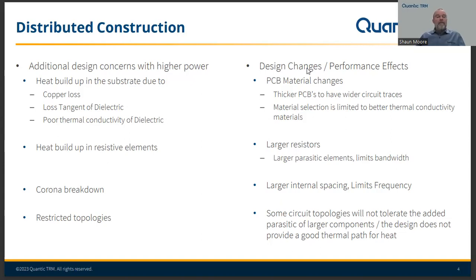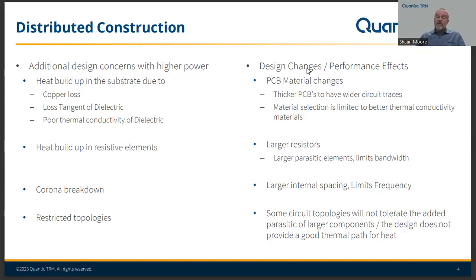So if you think about the first couple of bullets there, we're talking about heat buildup in the substrate. Once we exceed 50 watts, we have to be very careful about thermal dissipation because we start building up heat due to copper losses or loss tangents in the dielectric. Also, most PCBs that are used for microwave construction really don't have very good thermal conductivity, and therefore any heat that builds up on the copper trace kind of stays there. It doesn't dissipate all that well. So what does that mean?